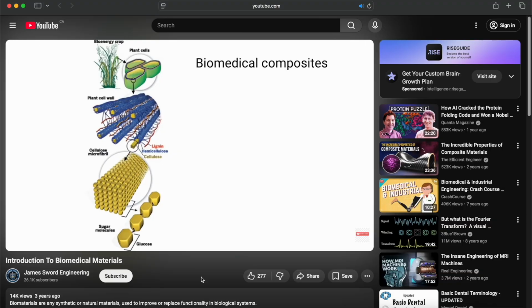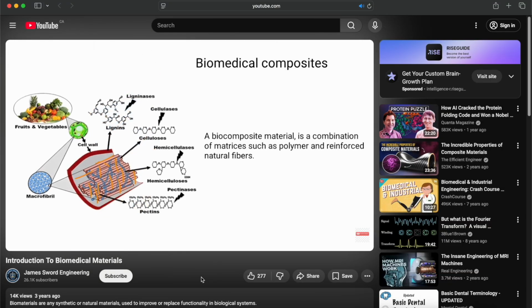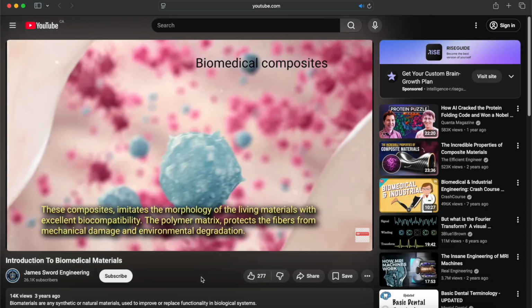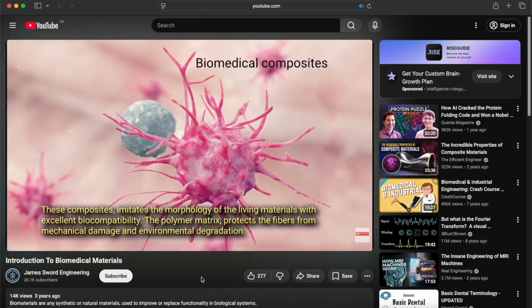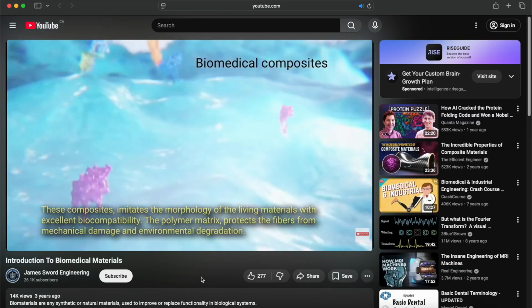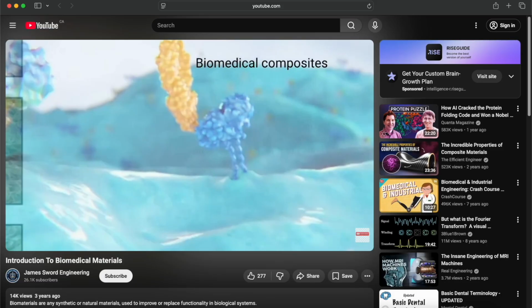Biomedical composites. A biocomposite material is a combination of matrices such as polymers and reinforced natural fibers. These composites imitate the morphology of the living materials with excellent biocompatibility. The polymer matrix protects the fibers from mechanical damage and environmental degradation.